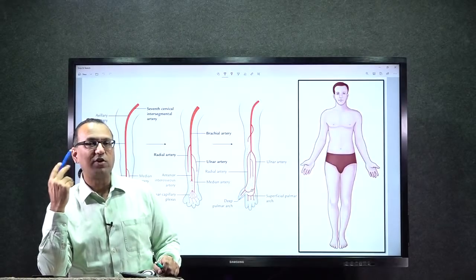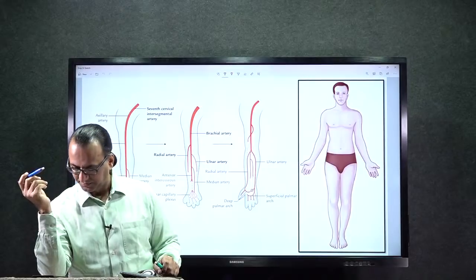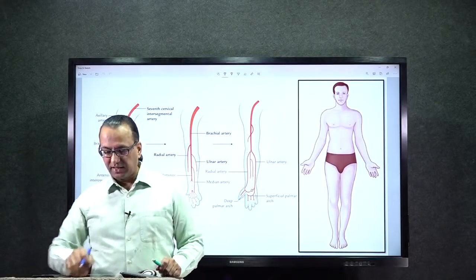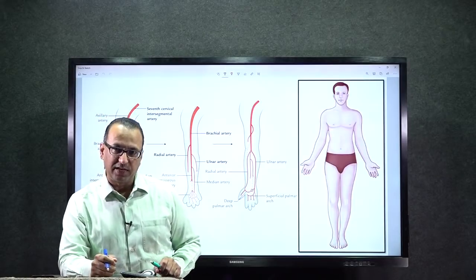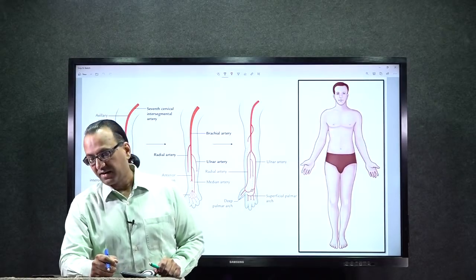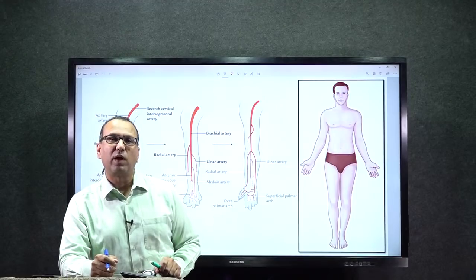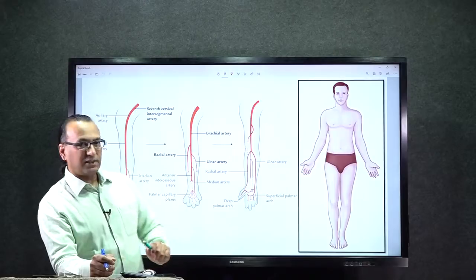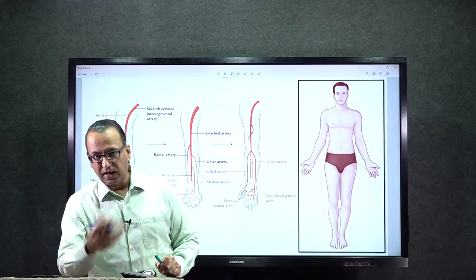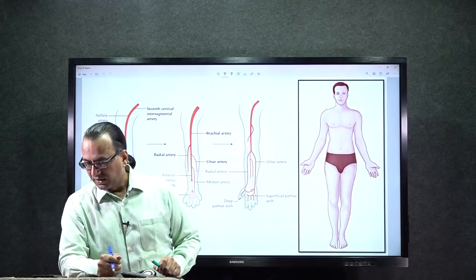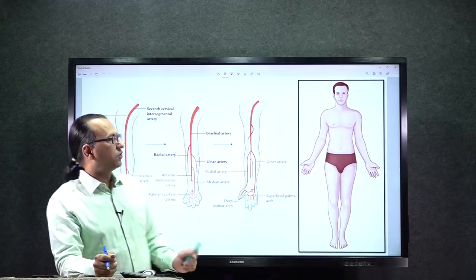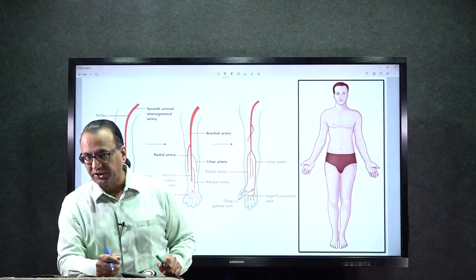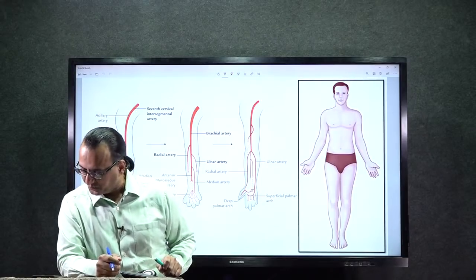So is the audio okay? Right. So today's session is on the arterial supply of the upper limb, and we will be discussing it for about 1 hour. In the last 15 minutes, we can have a chat, especially if you wish to ask some questions regarding the upper limb or maybe regarding your preparation.